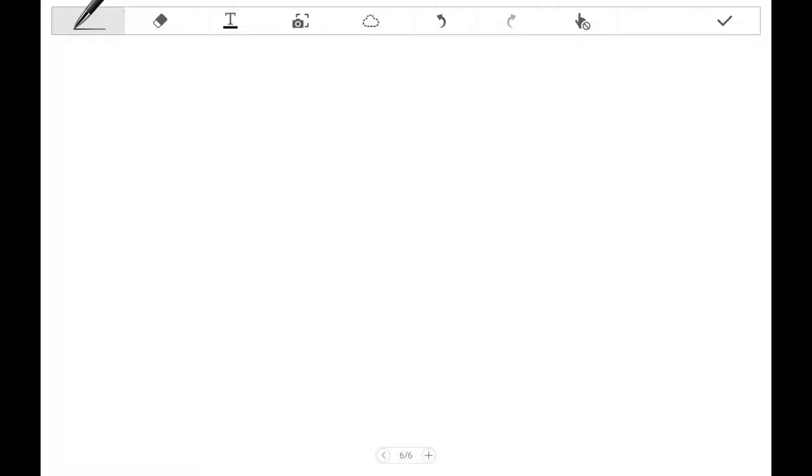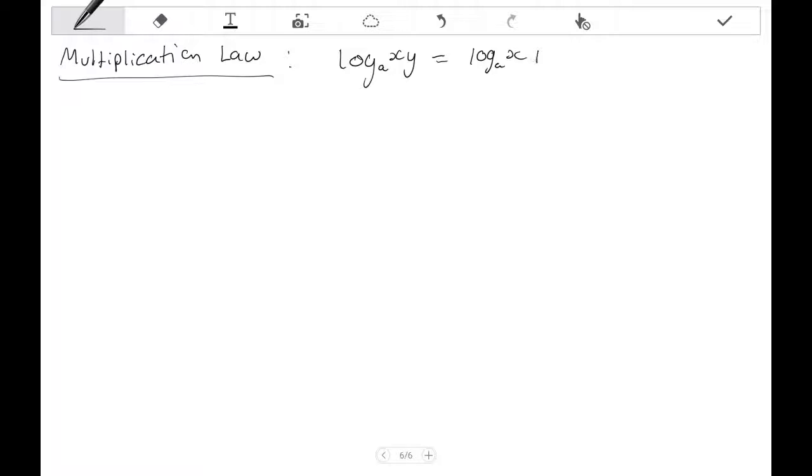We're going to look at where the laws of logarithms come from, and hopefully that will help us to understand them and be able to use them. The first one is called the multiplication law. And where we're going is that log base anything of x times y is equal to log x add log y. That's the multiplication law. Now let's have a look where it comes from.